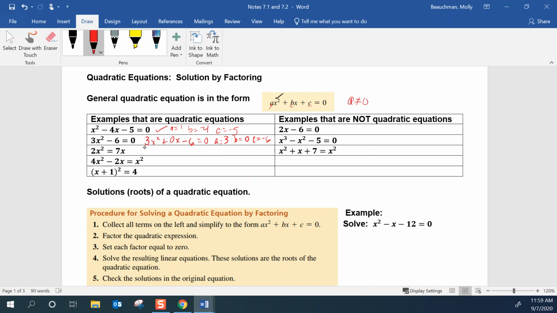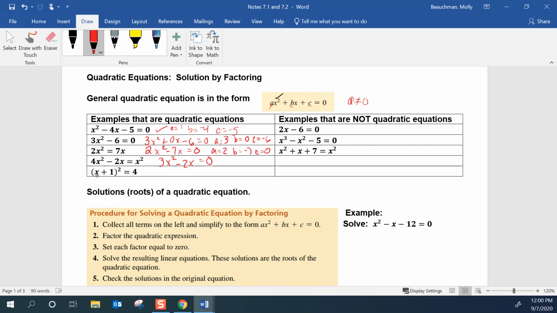Next equation is quadratic. If you took the 7x to the other side, you'd get 2x squared minus 7x equals 0. a is 2, b is negative 7, and in this case, c is 0. Next, we still have a quadratic. If we were to rewrite this equation with everything on one side, 0 on the other, we could subtract x squared from both sides, and we would end up with 3x squared minus 2x is equal to 0. So that's similar in form to the one above.